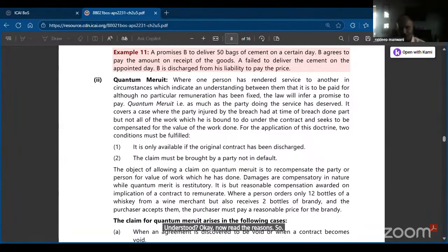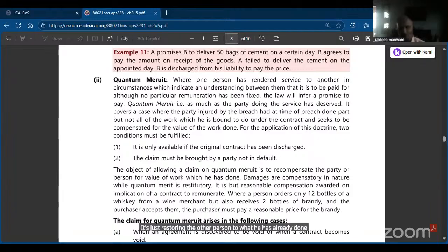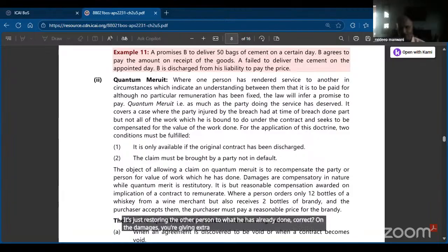So it's a restitution. It's giving back to the person. It's not giving extra compensation. It's just restoring the other person to what he has already done. Correct or no? Damages, you're giving extra compensation. That's what he read out.